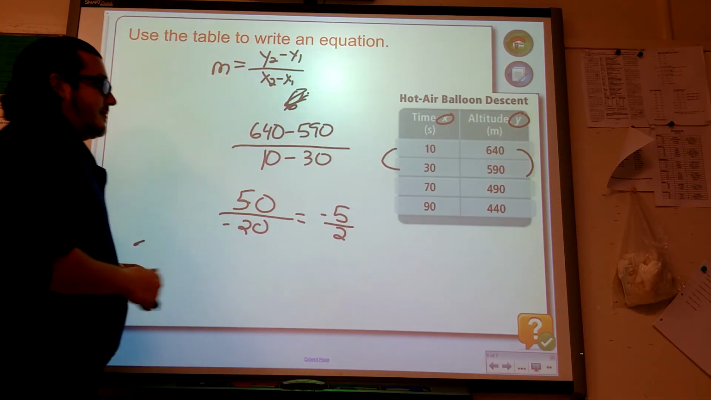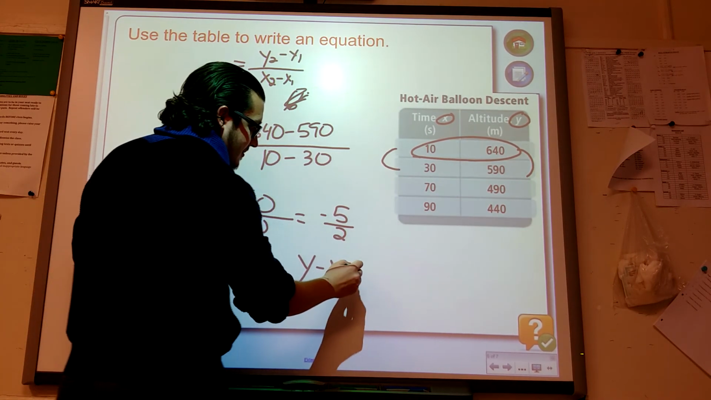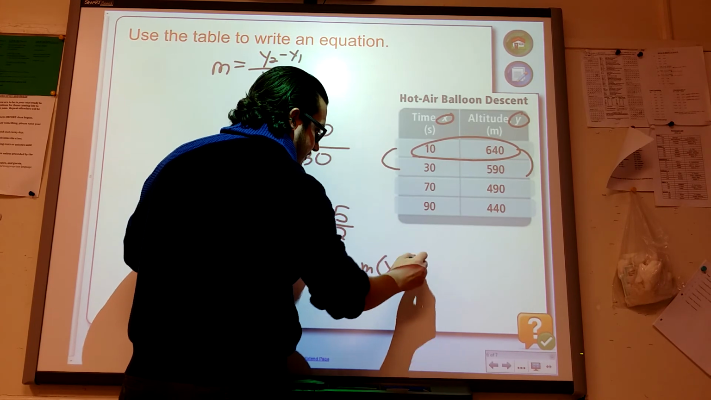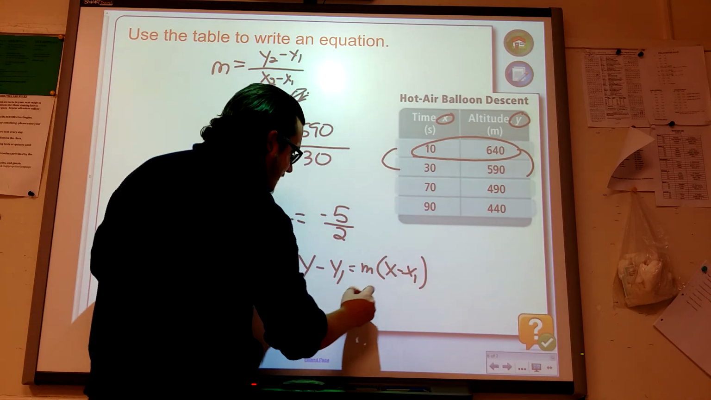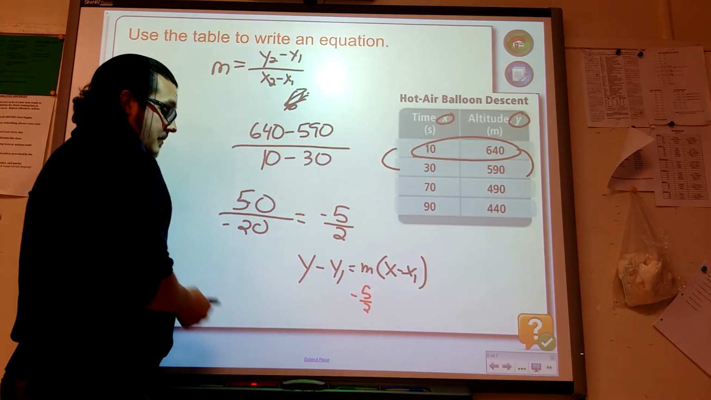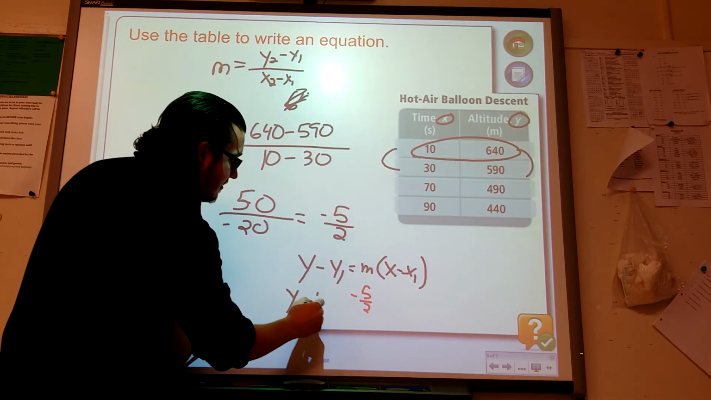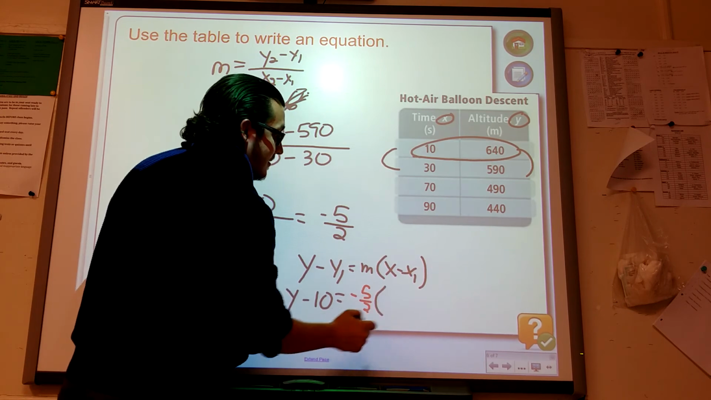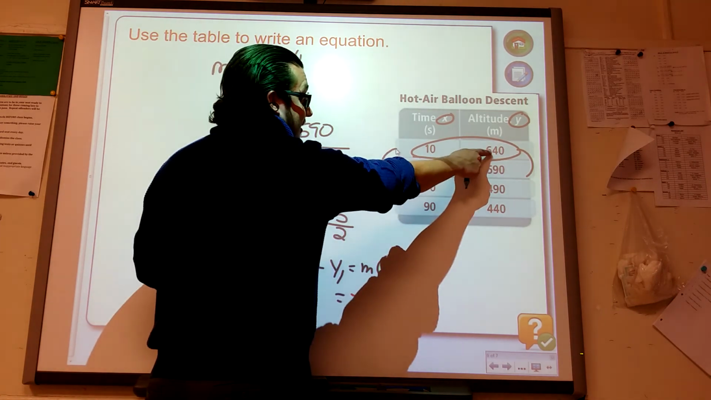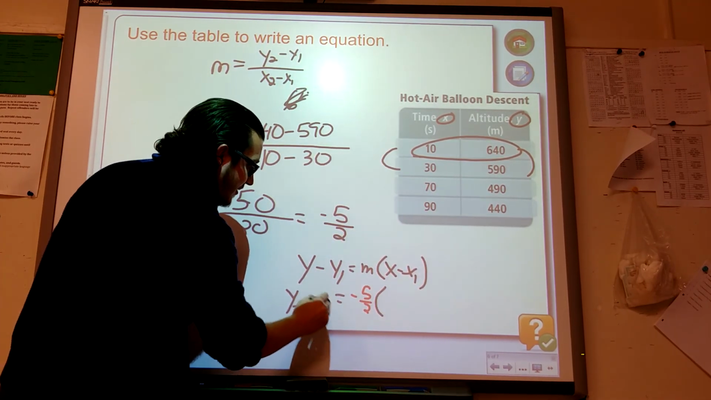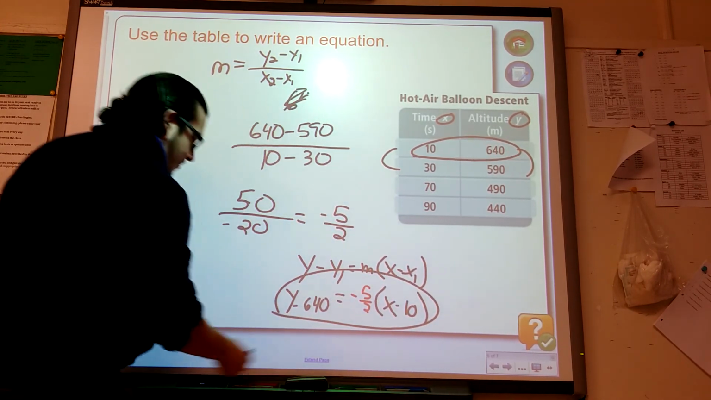So now we just have to plug in. We're going to use that original point there, by the way. We plug in y minus y1 is m times (x minus x1). Slope is negative 5 halves. We can plug that in, and we'll plug in the coordinates of x and y. So y minus 10 equals negative 5 halves. Ooh, made a mistake. It's our y, so it's 640. y minus 640 equals negative 5 halves times (x minus 10). Boom. We have an equation.